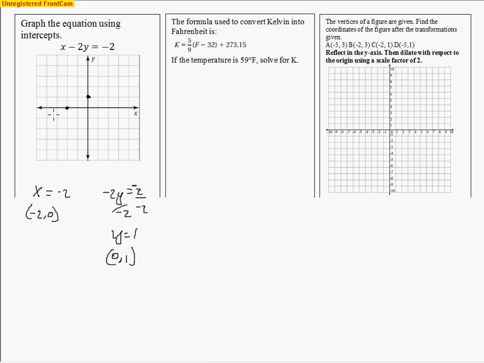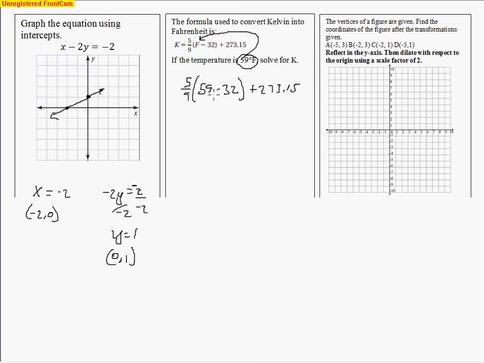And then I draw a line between those points. So on the next one, though, it's asking for what is the temperature. We're supposed to solve for K when the temperature is 59 degrees Fahrenheit. So we're putting the 59 in place of F right here, and we're going to use order of operations. So 5/9 times 59 minus 32, and then plus the 273.15.